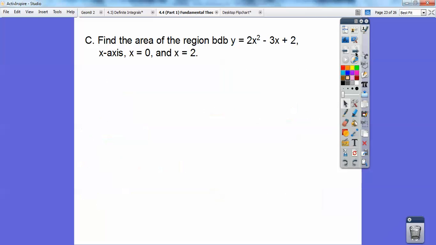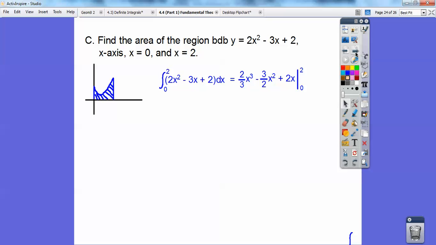Alrighty, let's see, what else? Okay, find the area of the region bounded by y equals 2x squared minus 3x plus 2, that parabola, the x-axis, x equals 0, and x equals 2. So here's x equals 0, here's x equals 2, and here's that parabola kind of sort of. We're going to add an exponent and divide by the exponent, and so on, going from 0 to 2. The area of that region ends up becoming 10 thirds.